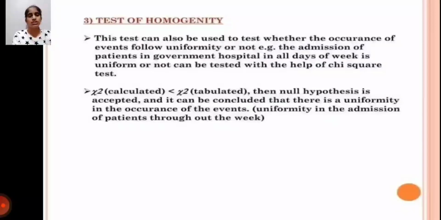The last application is test of homogeneity. This test can also be used to test whether the occurrence of events follows uniformity or not. For example, whether the admission of patients in a government hospital on all days of a week is uniform or not can be tested with the help of the chi-square test. Then the null hypothesis is accepted and it can be concluded that there is uniformity in the occurrence of the events, uniformity in the admissions of patients throughout the week.